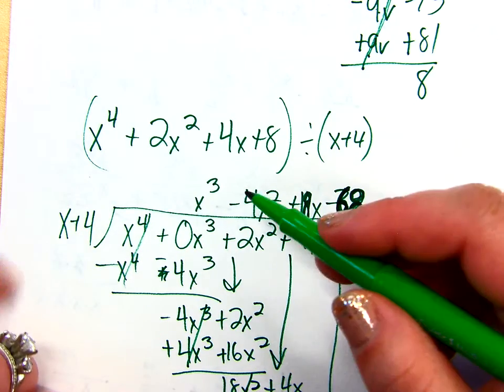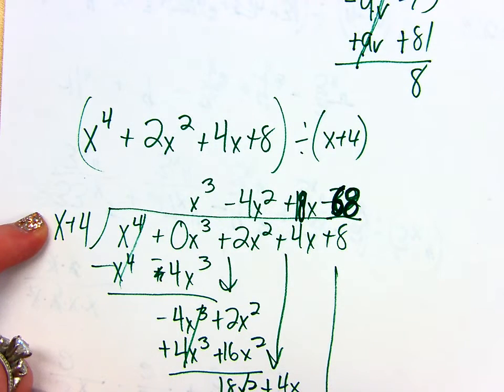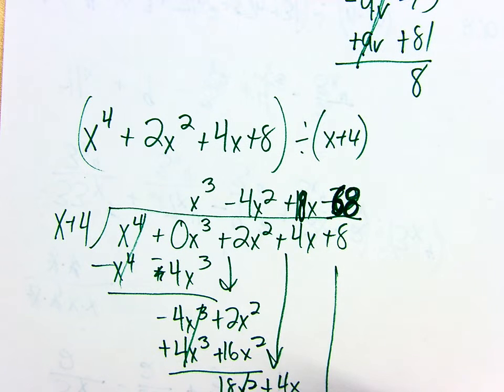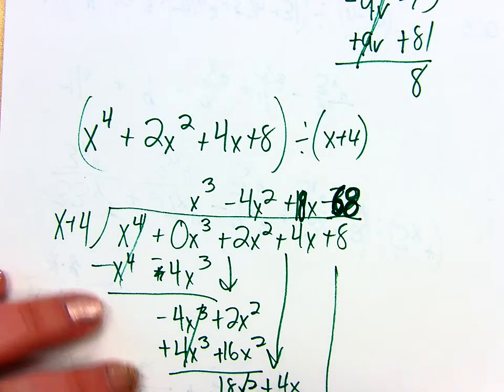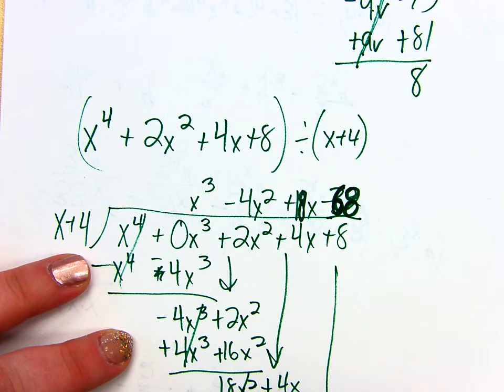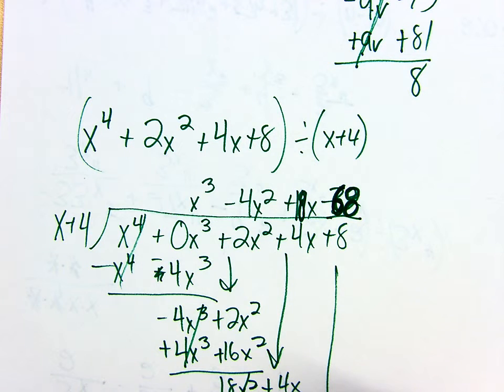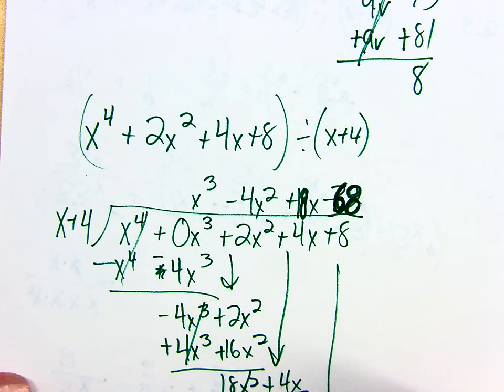Is it a minus 68 at the end? Yeah. 280? Is that a remainder?